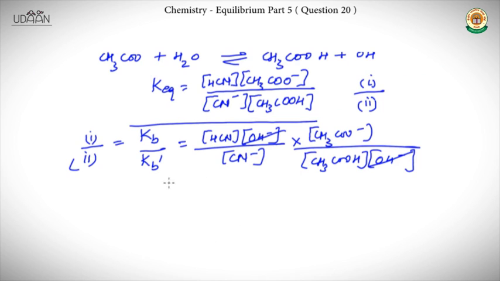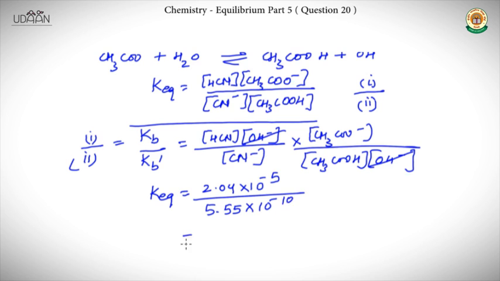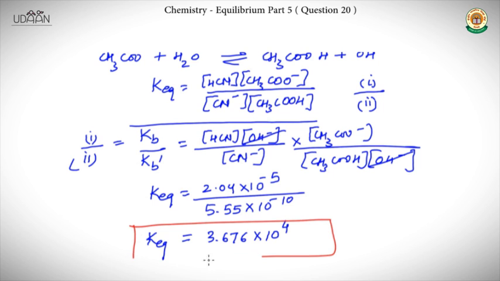For K equilibrium, I can substitute the values of the dissociation constants for bases, which will be 2.04 into 10 raised to the power minus 5 upon 5.55 into 10 raised to the power minus 10, and therefore I will obtain the equilibrium constant as 3.676 into 10 raised to the power 4. So that is the answer.